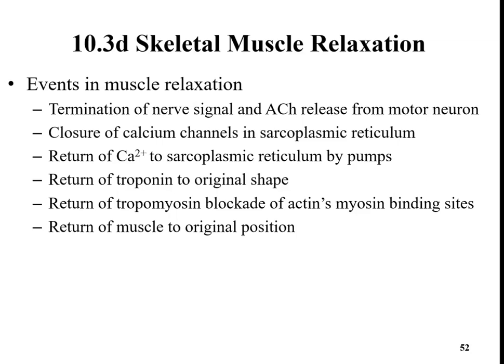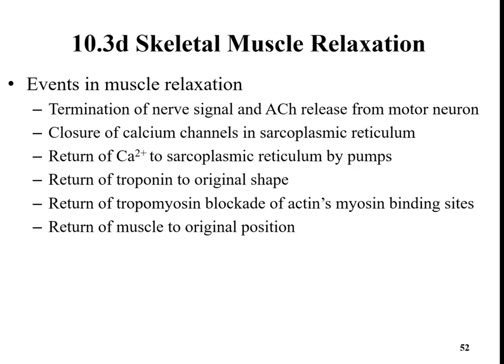Okay, so events in muscle relaxation. What happens during muscle relaxation? You're going to have termination of the nerve signal. So the nerve impulse stops, and acetylcholine release is going to stop. When acetylcholine release stops, you're going to have no more action potential being generated on the sarcolemma. Calcium channels are going to close in the sarcoplasmic reticulum. Calcium that has built up in the sarcoplasm is going to be returned into the inside of the sarcoplasmic reticulum by calcium pumps.